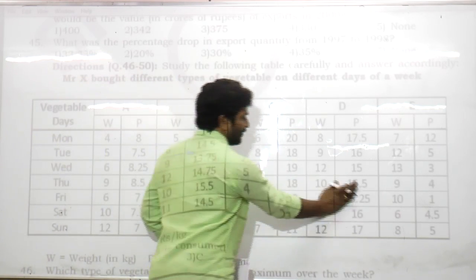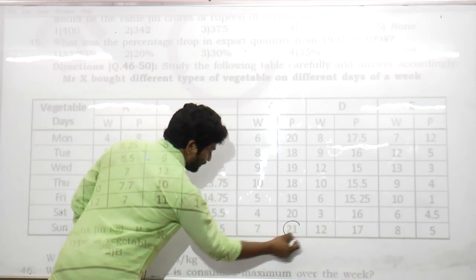Next, what is the ratio of the costliest vegetable to that of cheapest? Costliest, I think 21. Costliest 21, right? And then cheapest 1. Ratio 21:1.